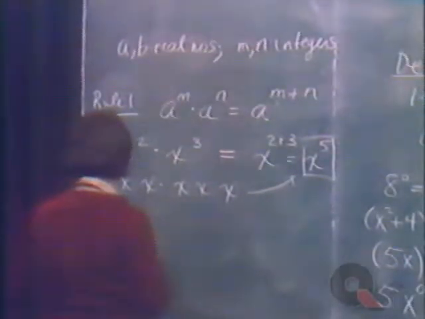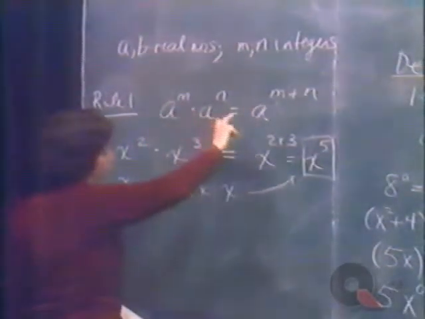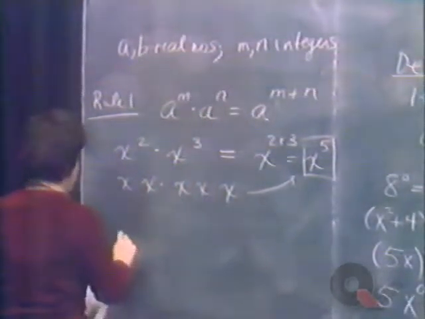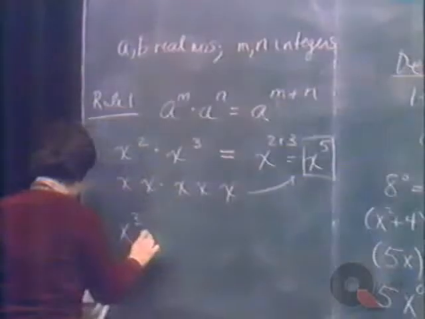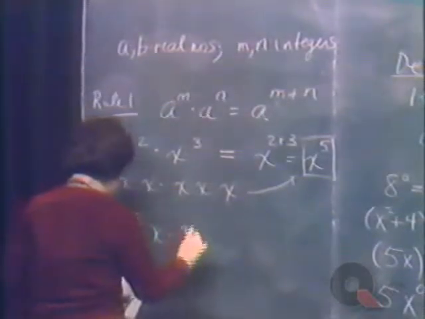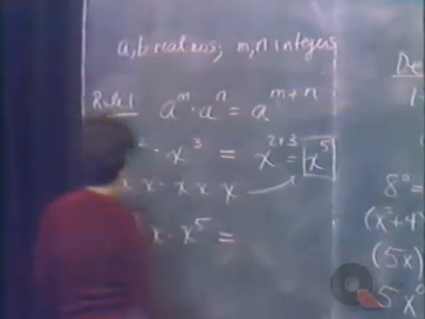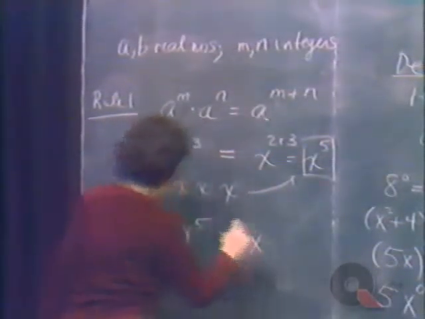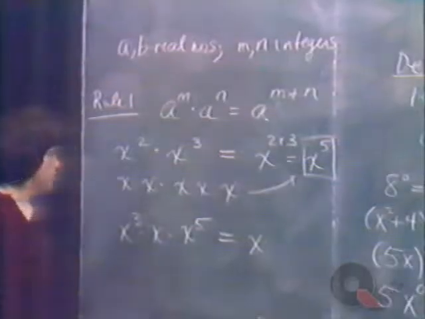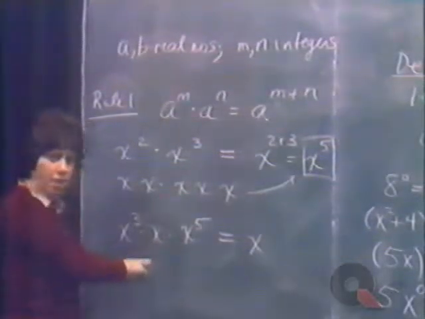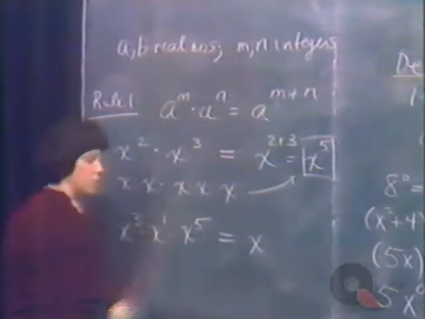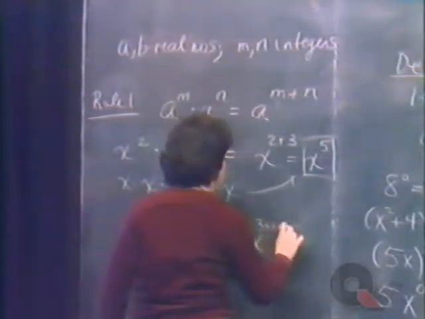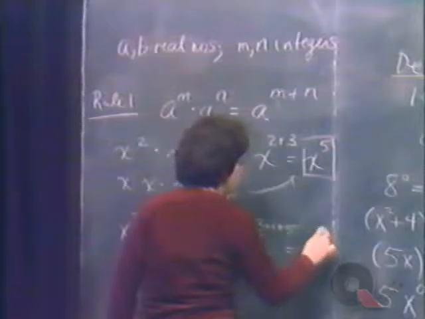Okay, let's use this again. By the way, it can be extended if you have more than 2 factors here. For example, x cubed times x times x to the 5th. We have the same base. We're going to add the powers. Remember that if you see x by itself, it means x to the 1st power. So it's 3 plus 1 plus 5, or x to the 9th.